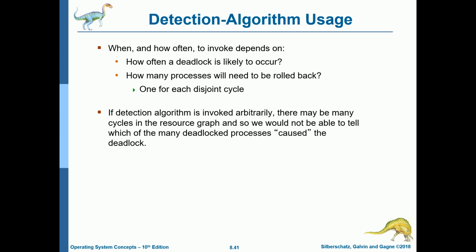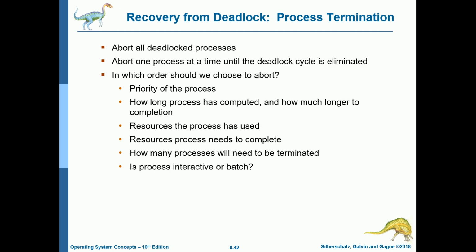If the deadlock algorithm is invoked at an arbitrary point in time, the resource graph may contain many cycles. In this case, we generally cannot tell which of the many deadlocked threads caused the deadlock. When a detection algorithm determines that a deadlock state exists, several alternatives are available. One possibility is to inform the operator that a deadlock has occurred and let the operator deal with the deadlock manually. Another possibility is to let the system recover from the deadlock automatically.